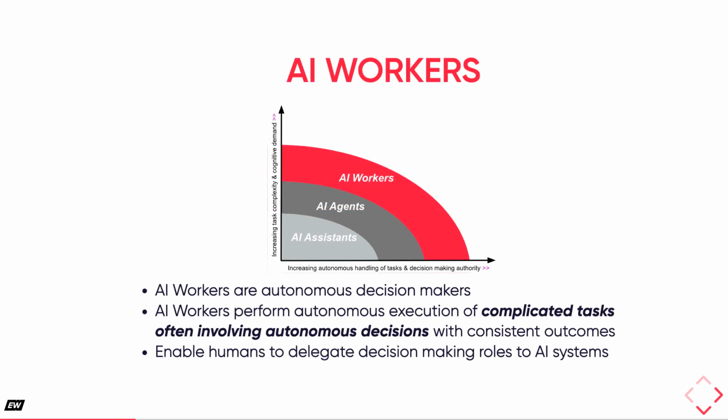At the forefront of EverWorker capabilities are AI workers. These are highly autonomous decision makers. They are designed to perform autonomous execution of complicated tasks, often involving making their own autonomous decisions to achieve some kind of consistent outcomes. The goal here is to enable humans to delegate entire decision-making roles or complex job functions to an AI system. This is the long-term opportunity we're moving towards.